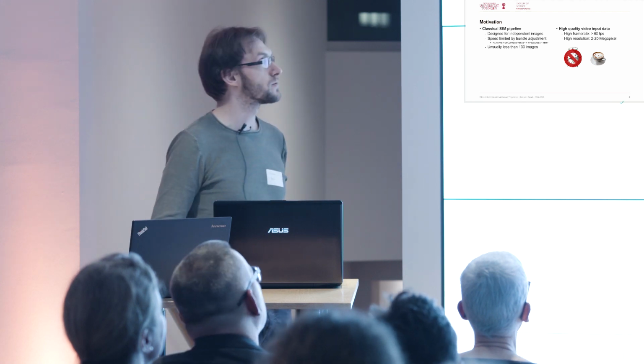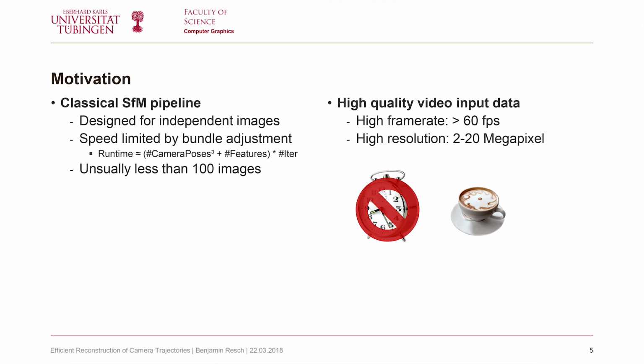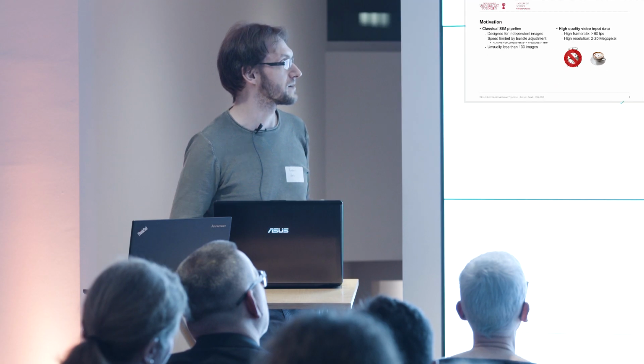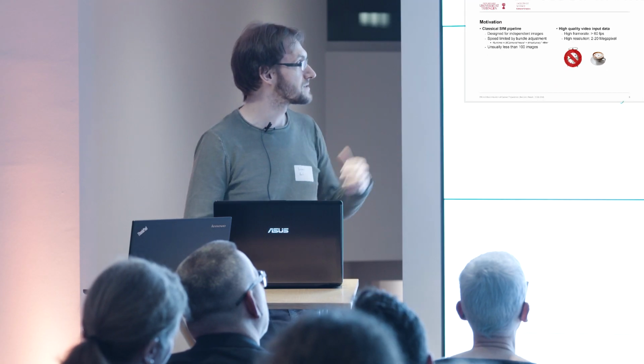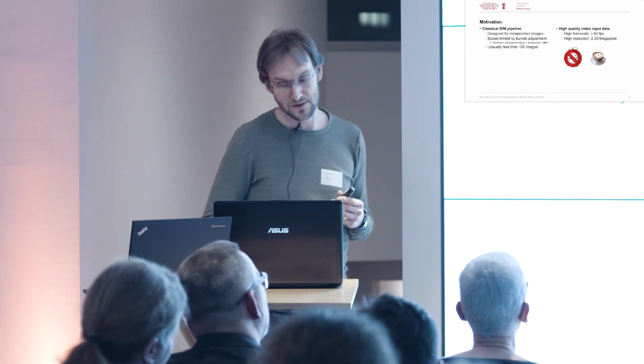This stuff actually works pretty well for individual images, for what it was designed. And the runtime, or the speed, is usually limited by the bundle adjustment itself. The major problem is that the runtime is proportional to the number of camera poses to the power of 3. That means when you have twice the number of camera poses, you have 8 times the effort. So it's actually just feasible for about 100 images.